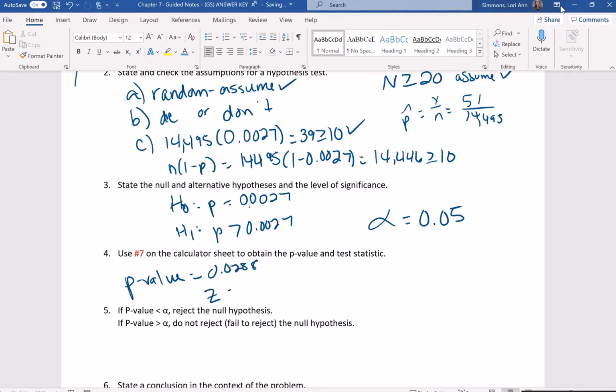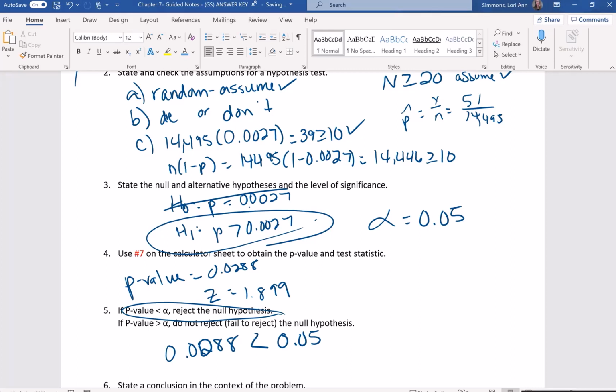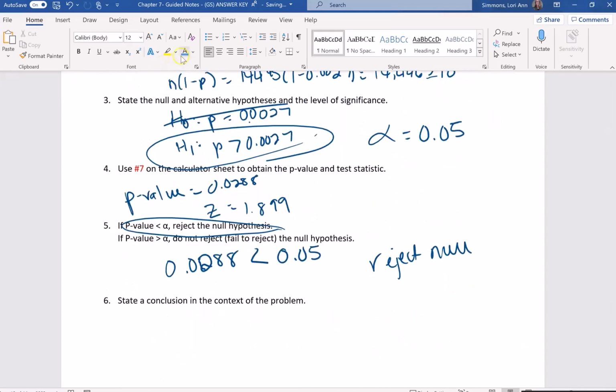And Z is this test statistic, 1.899. So we're comparing the p-value to alpha. It is less than, so we reject the null. So our conclusion is at the 5% level, that's our alpha. If our alpha is 0.01, it'd be 1% level. Level of significance.